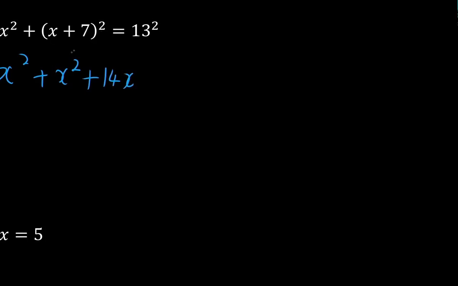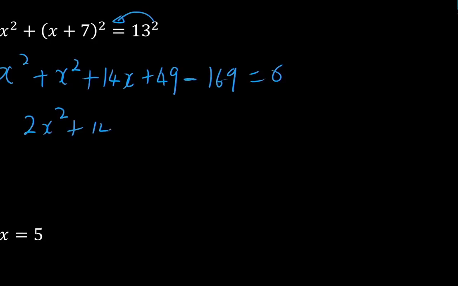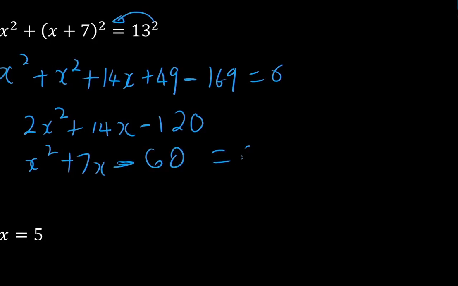So we get x squared plus 14x plus 49. I'm going to bring the 13 squared over. 13 squared is 169. Okay, so we end up with 2x squared plus 14x, and 49 minus 169 is going to give me negative 120. And then, guys, I'm going to leave it to you to simplify here. You can see the answers already given. It's just a simple matter of factorizing that quadratic trinomial. So your factors there are going to be 12 and 5.